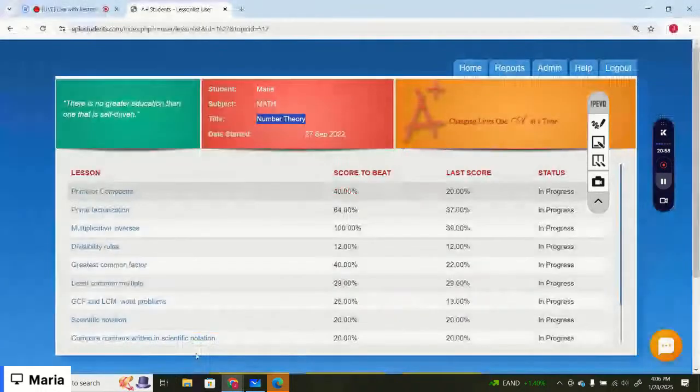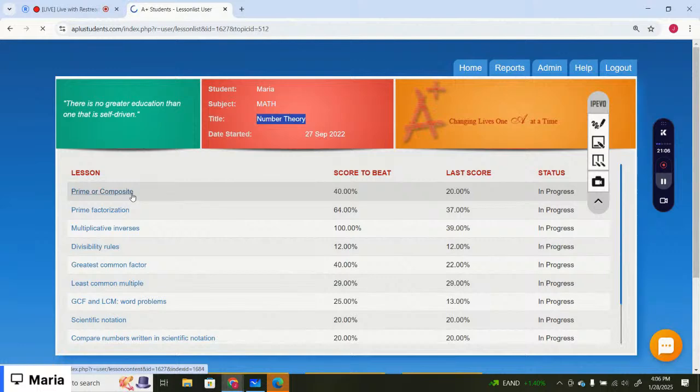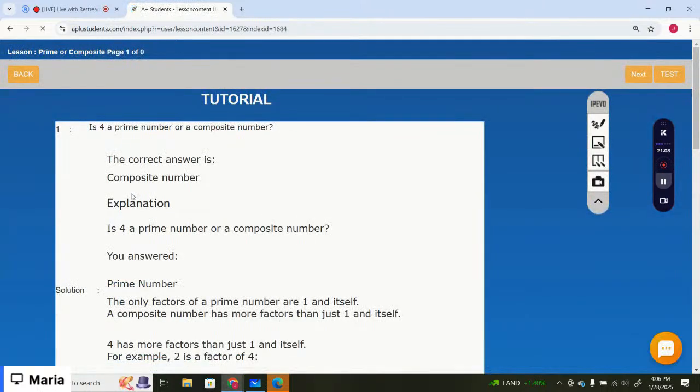Here I am on grade 7 math. We're going to start with chapter number 3. Let's start with the lesson that is prime or composite. The first thing we're going to learn is what are prime numbers and what are composite numbers. Prime numbers are the numbers that have only two factors. Which two factors? One and the number itself.